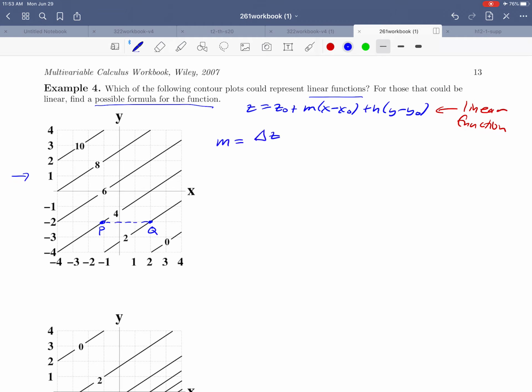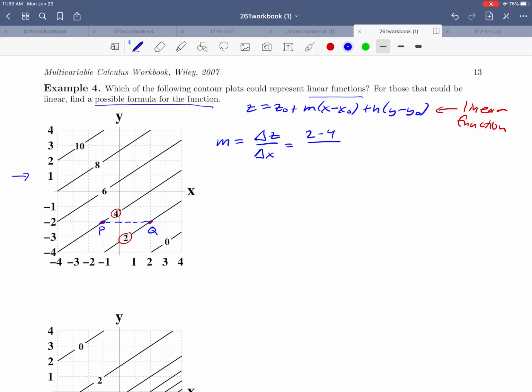The slope in the x direction is going to be the change in z over the change in x. Between P and Q, those 2 points that we chose, how much does z change? How do we know what the z values are? Well, the z values are just the values on the contour. We started on the contour for 4. We ended up here, and the z value there is 2. So the change in z should be 2 minus 4 along that path.